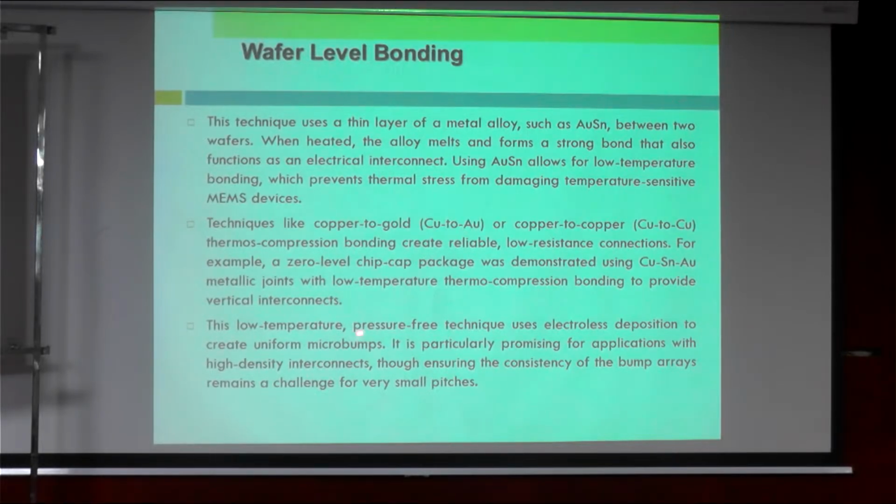So these low temperature pressure-free techniques use electroless deposition to create uniform microbumps. It is particularly promising for applications with high density interconnects, though ensuring the consistency of the bump array remains a challenge for a very small pitch. We know that we have a solder bump, but making the solder bump is also a challenge, and connecting at the nanoscale or micro scale is another challenge.